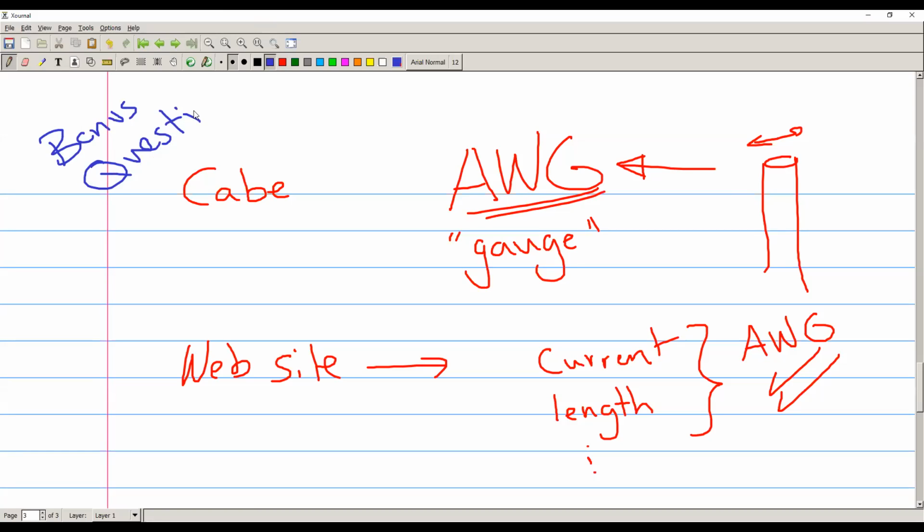I will ask you to go visit one of these sites, and I'll give you some parameters. I'll ask you to compute which gauge would be the right gauge for this cable. I'm sorry, this is a cable. So this will be a bonus question that I will post today, inshallah, on the website. You can submit it anytime from now until the very end of class, right before the final exams.